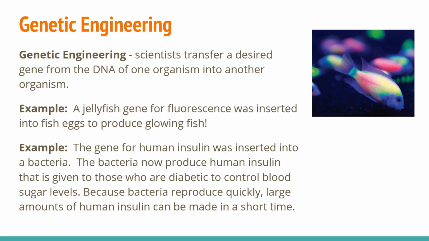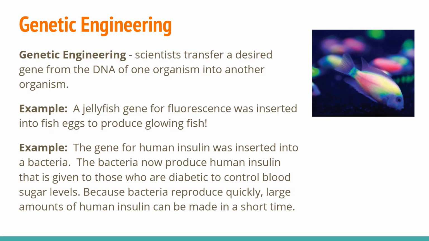Another example, the gene for human insulin was inserted into a bacteria, and the bacteria now produces human insulin that is given to those who are diabetic to control blood sugar levels. Because bacteria reproduce quickly, large amounts of human insulin can be made in a short time. So that's a beneficial genetic engineering that was done that helps us as humans. And the majority of genetic engineering has done just that. Whereas having a fluorescent fish is more of a desired trait, something that we want them to do.